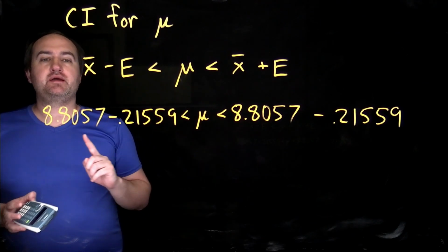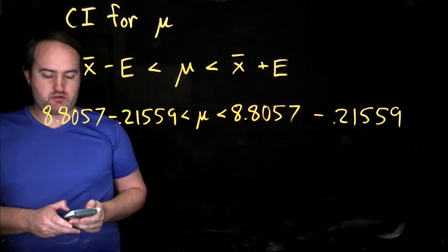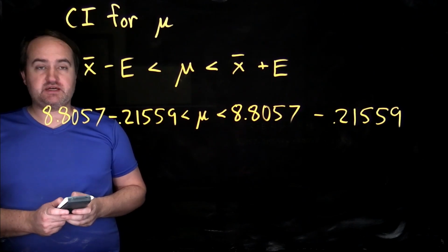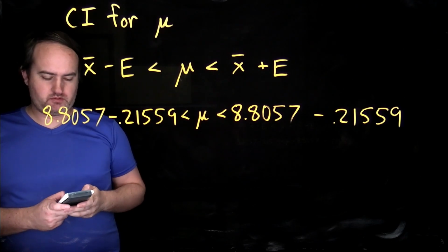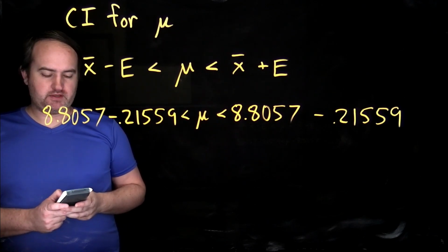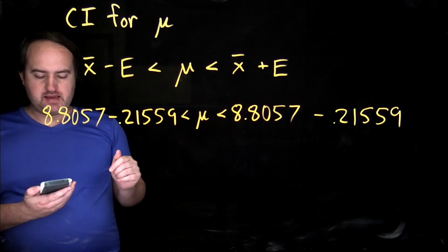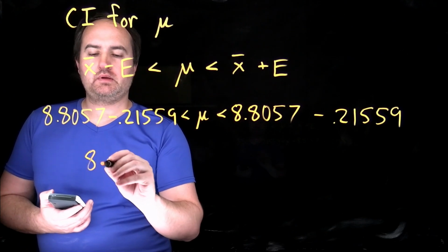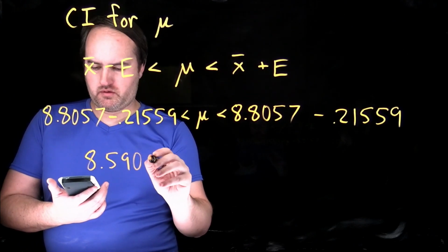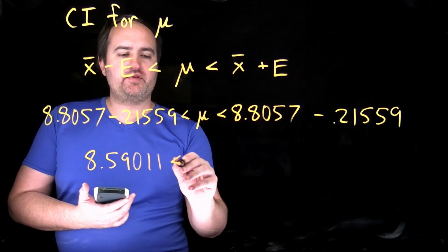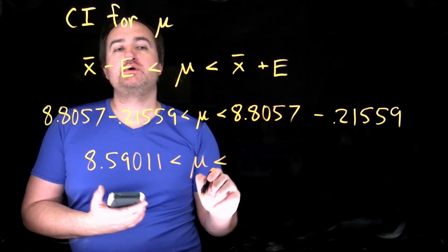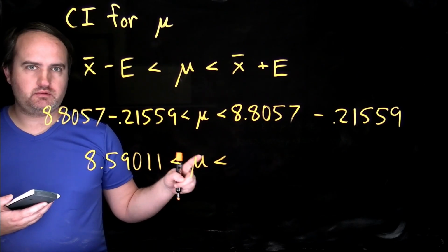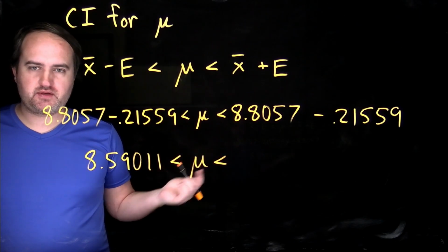Okay, so if we plug this left side into our calculator, we've got 8.8057 minus 0.21559. That gives us 8.59011. This is less than mu. Remember, we don't know what mu is. This is what we're trying to make a guess about. So mu, we don't know, because we can't do a census for the entire population.